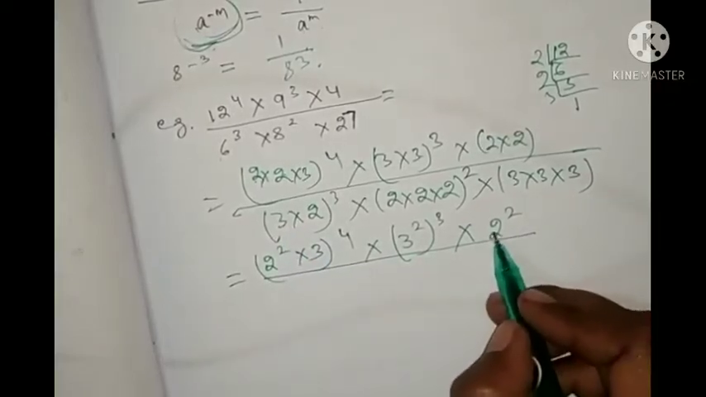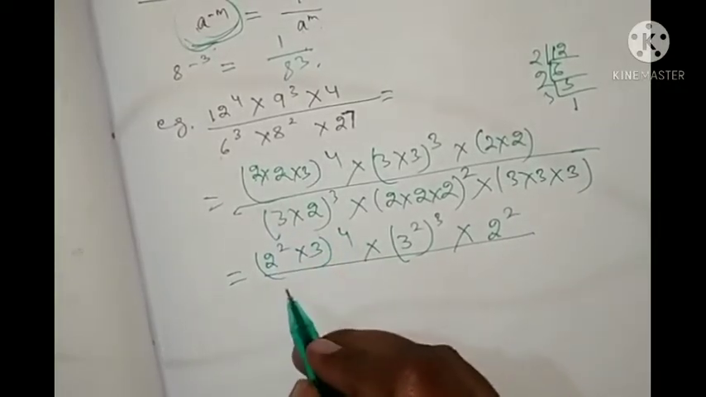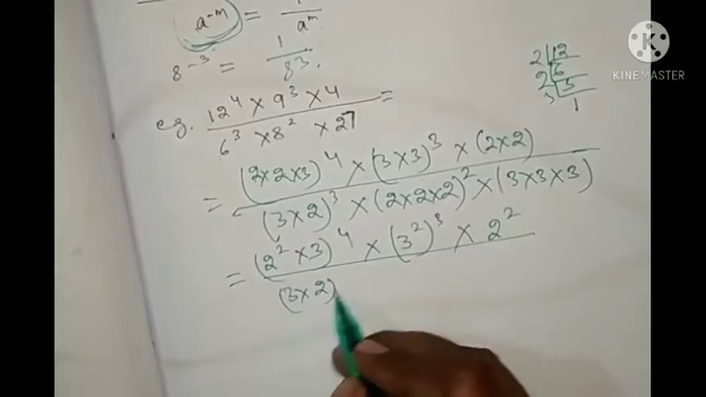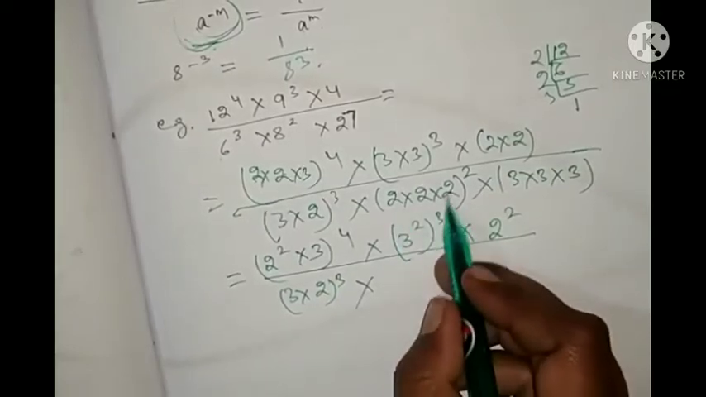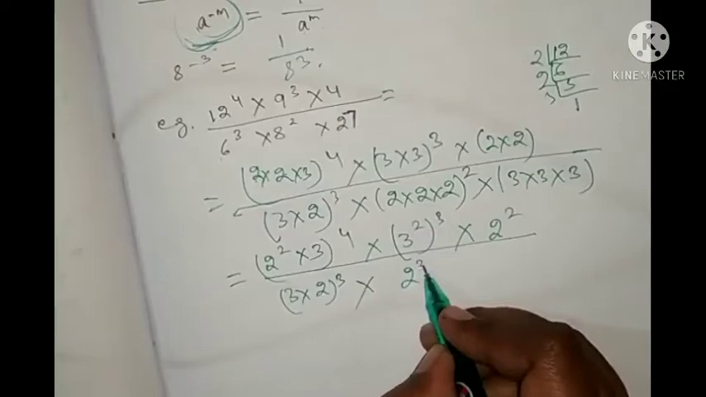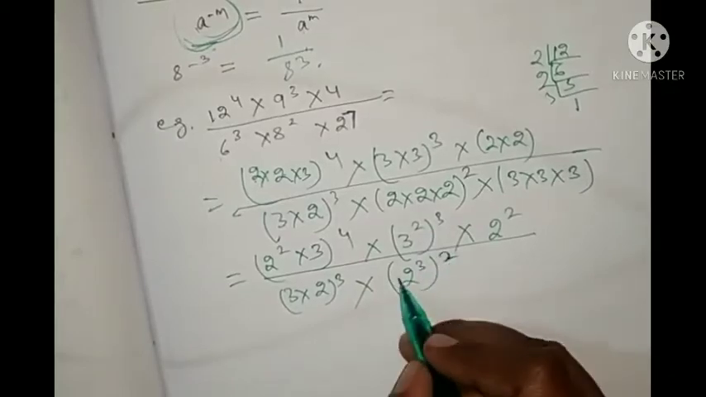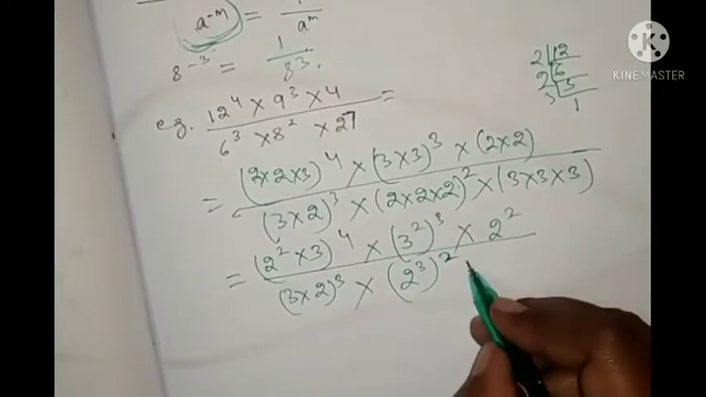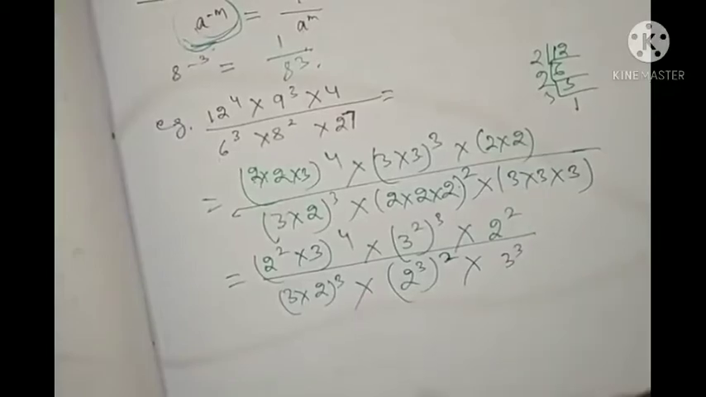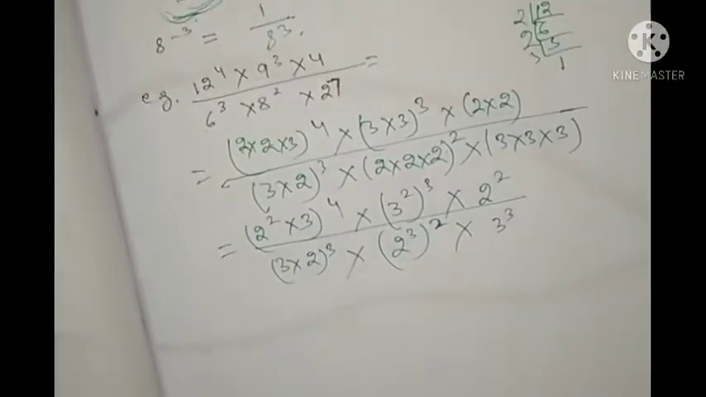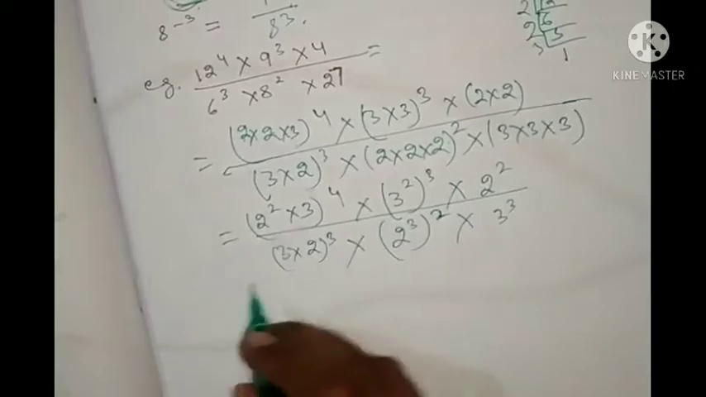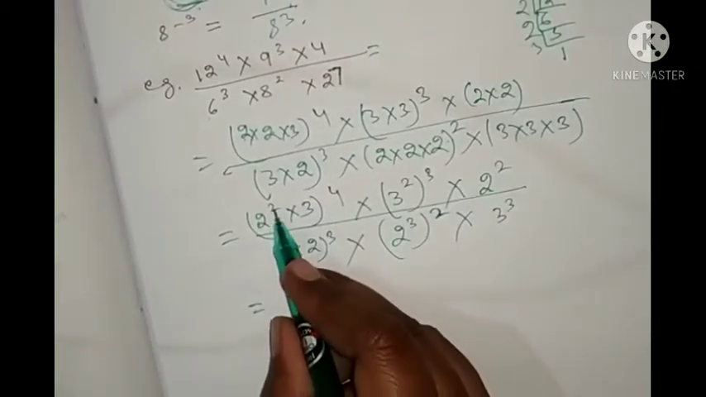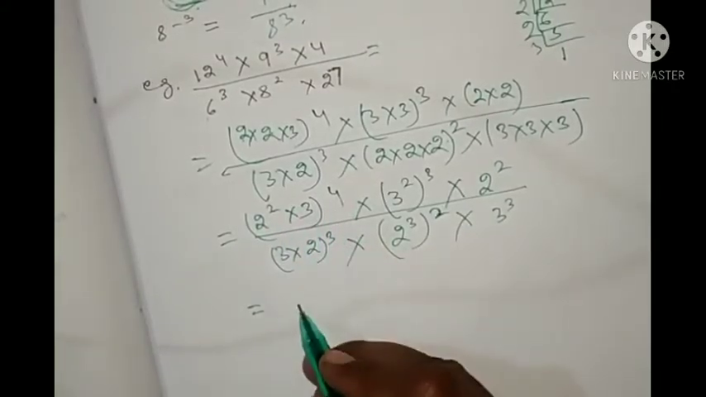Next, base is same. Next, 3 into 2 whole cube into 2 to the power 3, 2 cube whole square, because here 2 is 3 times multiplied, then 3 cube. Now you see it. Sorry. Here 2 square whole to the power 4 is how much?